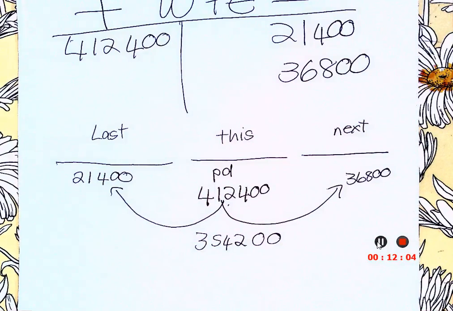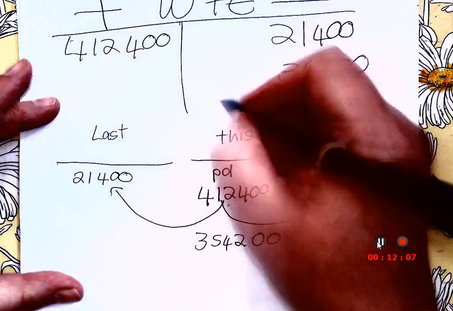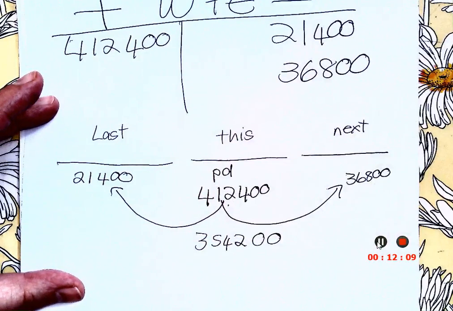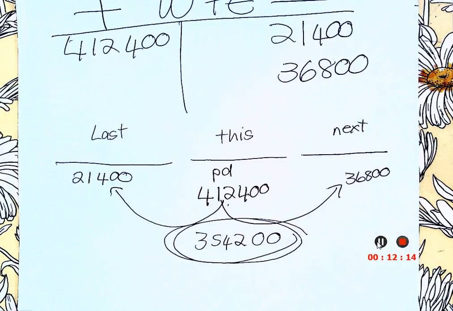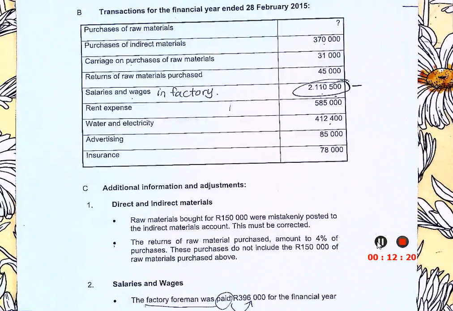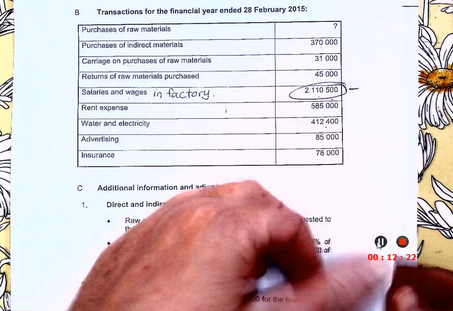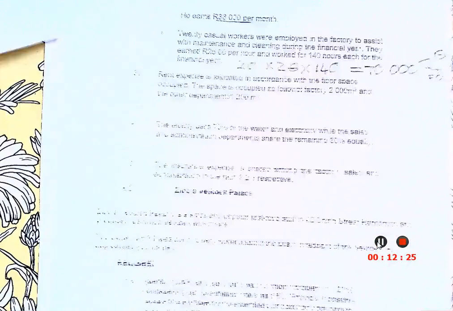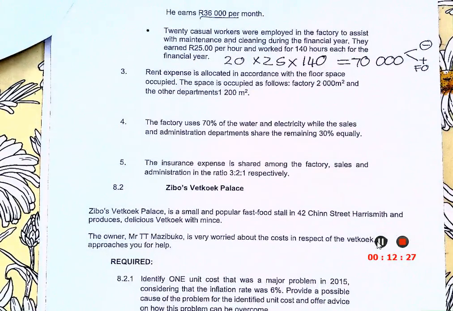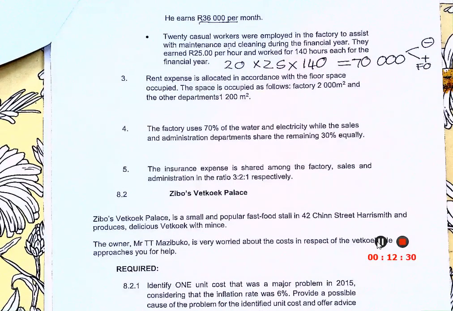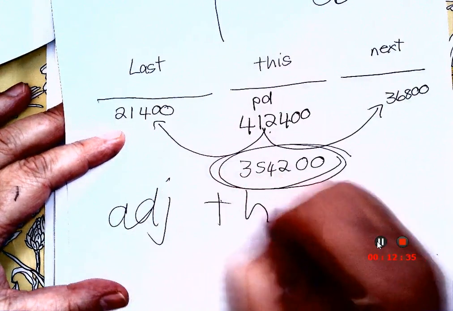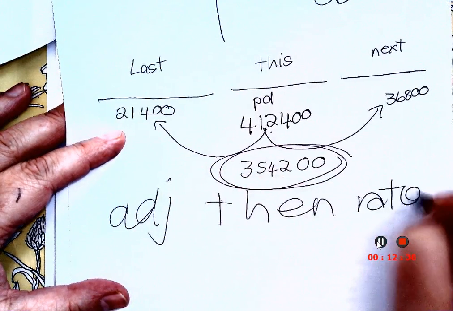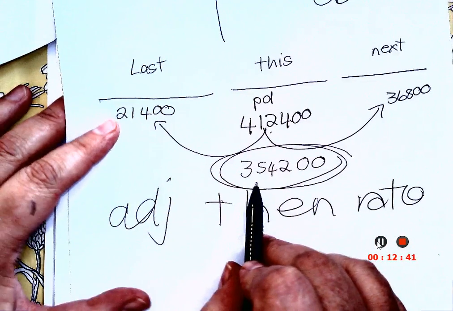Okay. So what goes to factory overheads? This is my expense. But do I know that this goes to only factory overheads? No. I first need to go read. Isn't there maybe some other info of ratioing? Because I told you, you always adjust then ratio. Adjust then ratio. So now I figured out that amount is for this year.